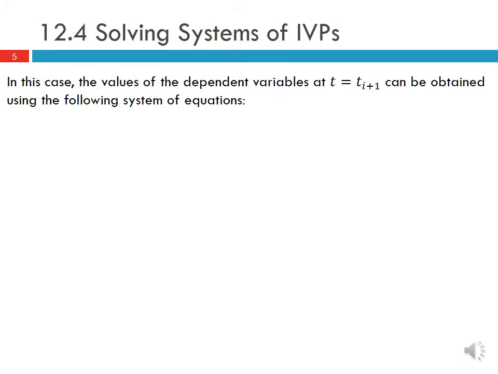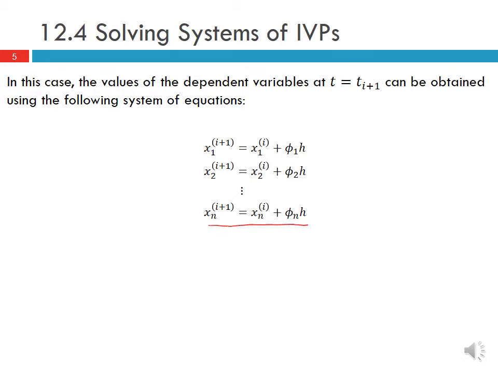In this case, the values of the dependent variables at t equals t(i+1) can be obtained using the following system of equations. x1 at i+1 is equal to x1 at i plus some function phi1 of h, down to xn at i+1 is equal to xn at i plus some function phin of h, where these phi's depend on the method used.